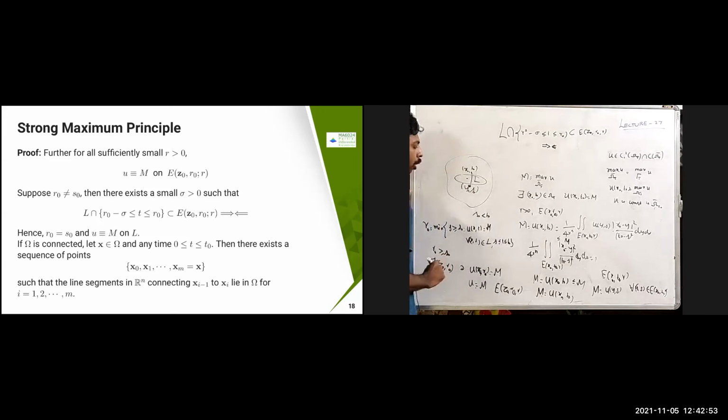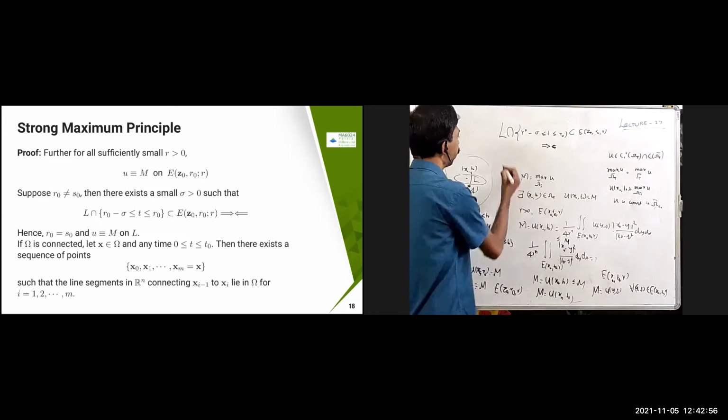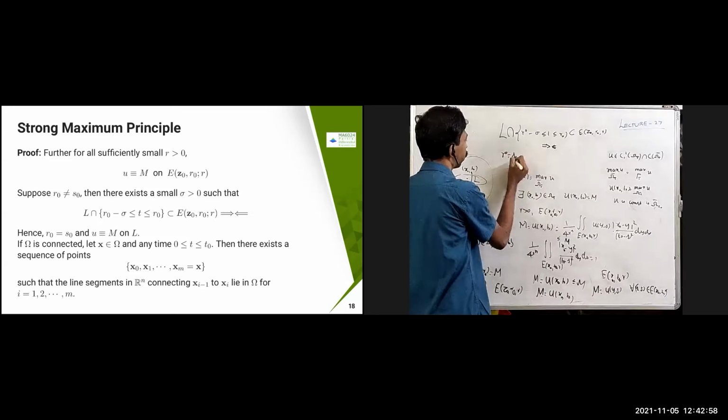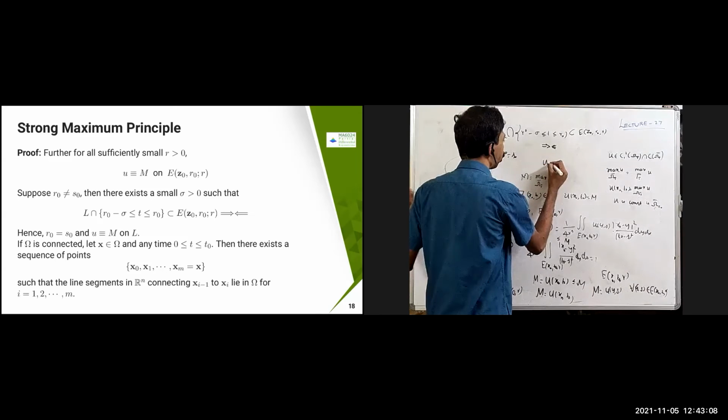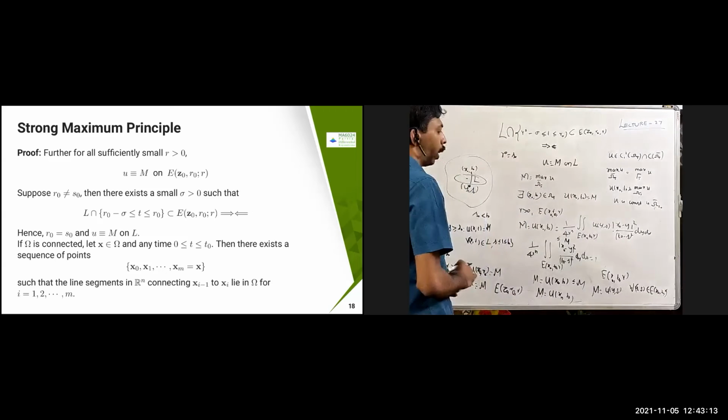So in that case, r0 is going to be equal to s0. If r0 and s0 are there, that means this L is going to be completely inside that. Therefore, you are going to get u equal to M, and the complete L also is going to come. U is going to be completely here.